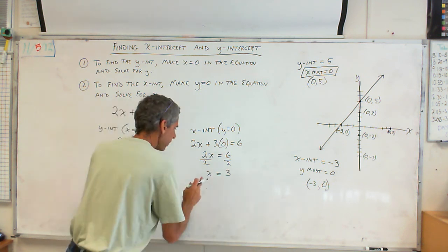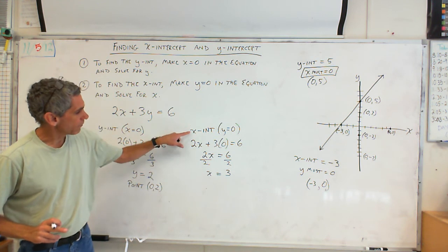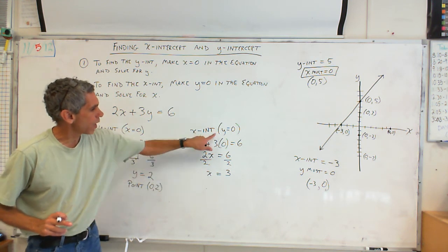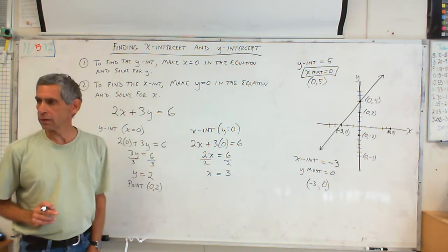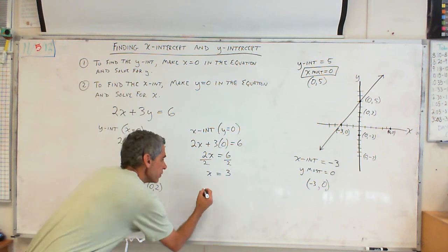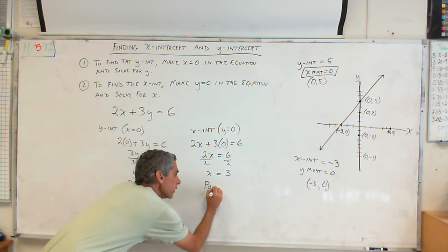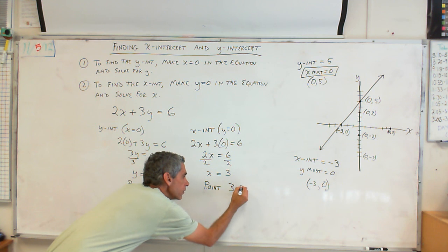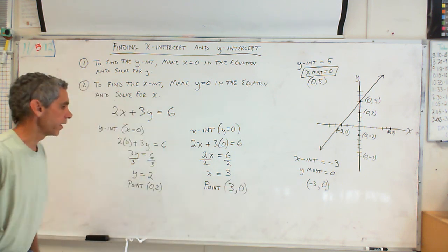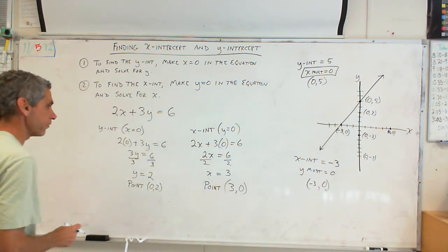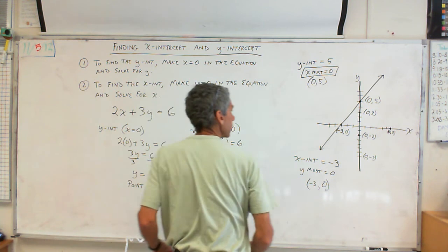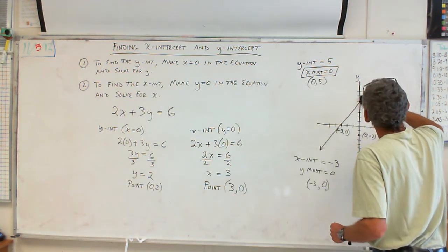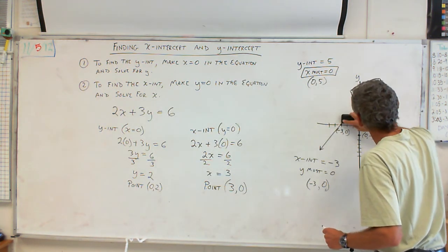Interesting. So what I really found is my x-intercept, when y is 0. So what's my point? 3, 0. My point is 3, 0. That's my x-intercept. So I go to my graph, and now I'm going to erase this and try to use this graph.